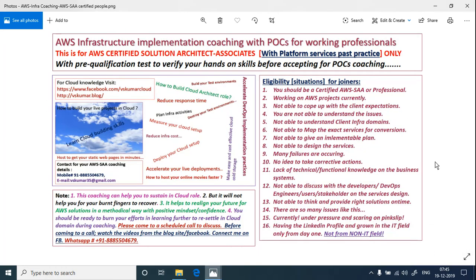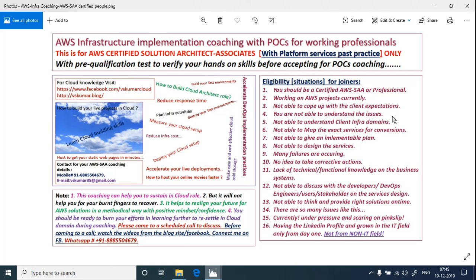Let me also tell you what I do to support cloud professionals if they are in the burning stage. First thing, you should be a certified AWS solution architect, associate or professional. Then you should be working on AWS projects currently. You are not able to cope up with the client expectations at this stage, because of lack of domain knowledge, sequence of actions, what to do, when to do, how to do, and lack of design steps creation, that kind of things.